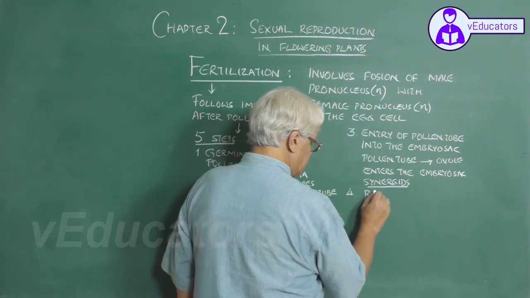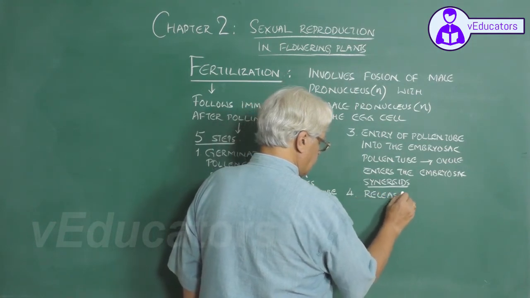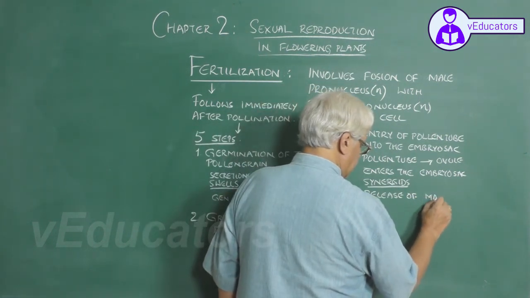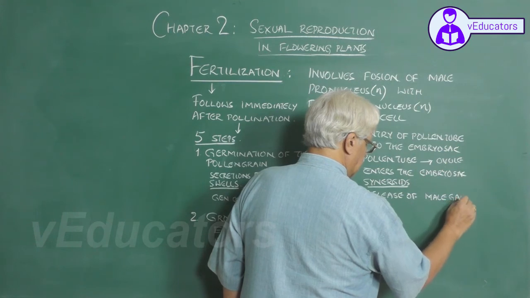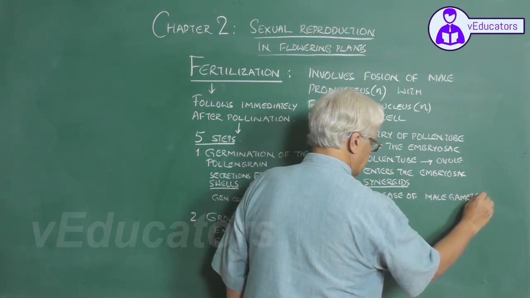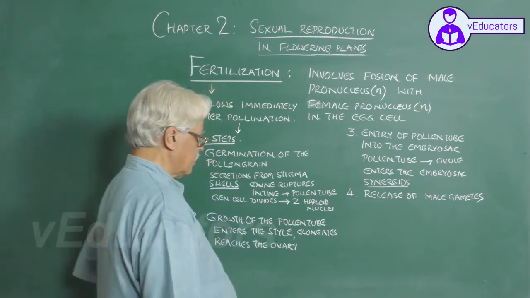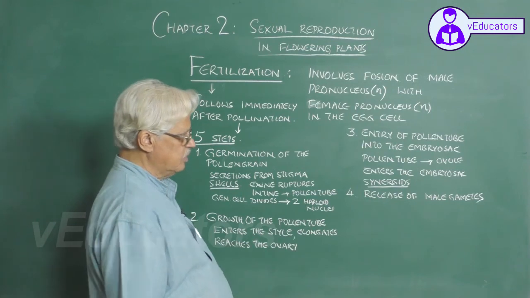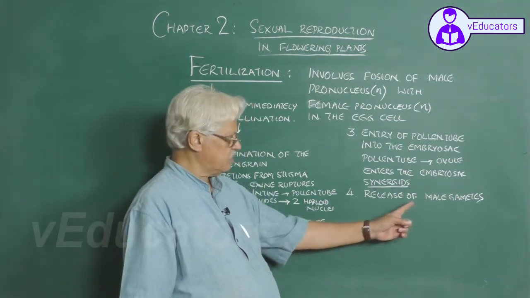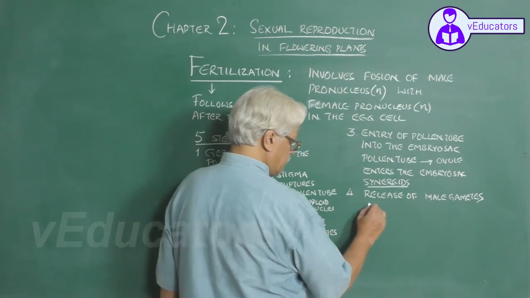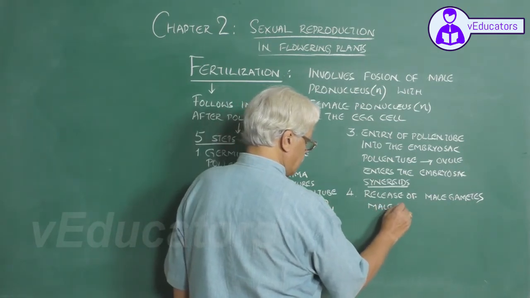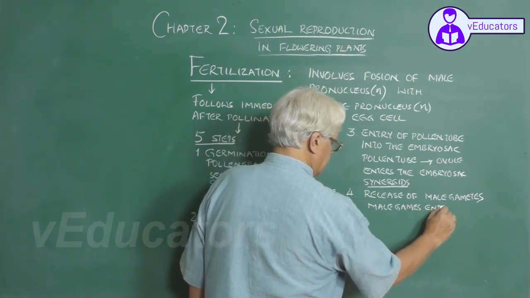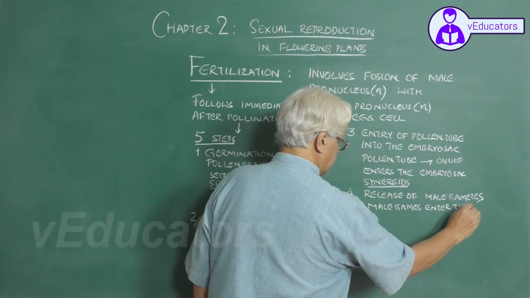The fourth step is release of the male gametes. Remember, the generative cell has divided into two haploid cells representing the male gametes. Now the male gametes, the two male gametes enter the embryo sac.